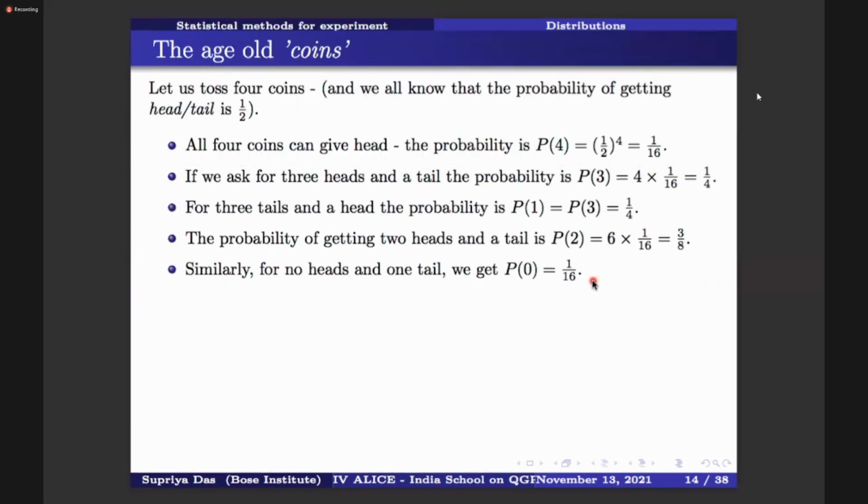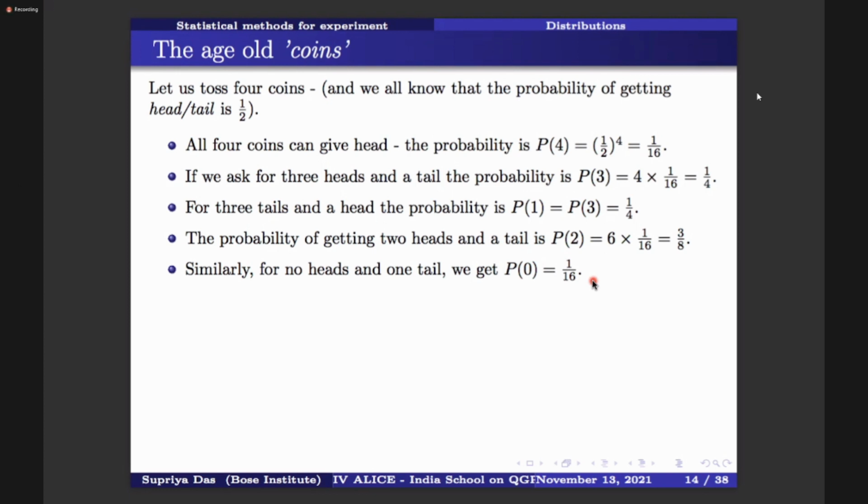Then, similarly, if you take just the other side of the first combination, you can have no heads and 1 tail. The first one was like this, so you get 1/16, okay, like that. So you can have all of these types of combinations, like 5 combinations.